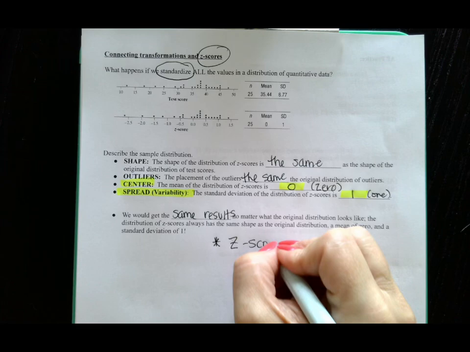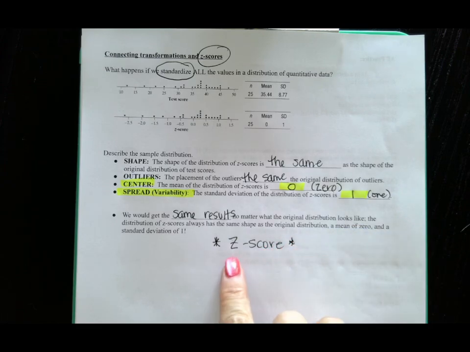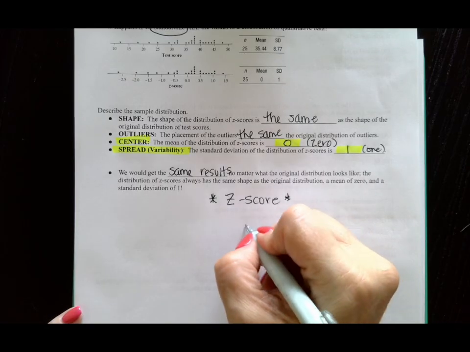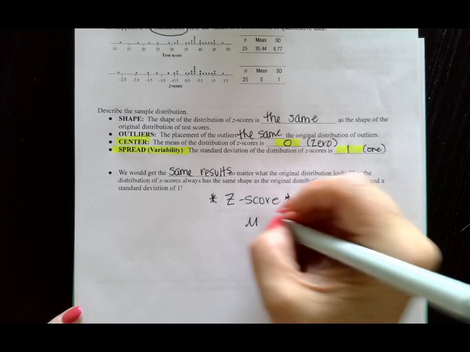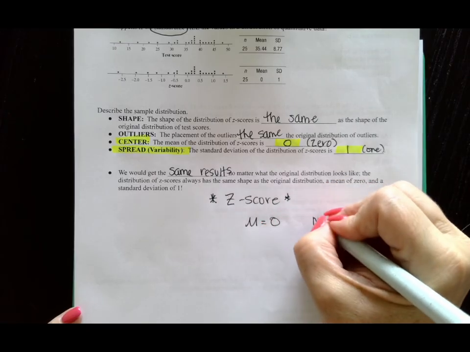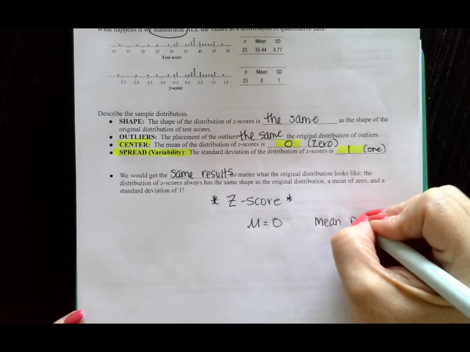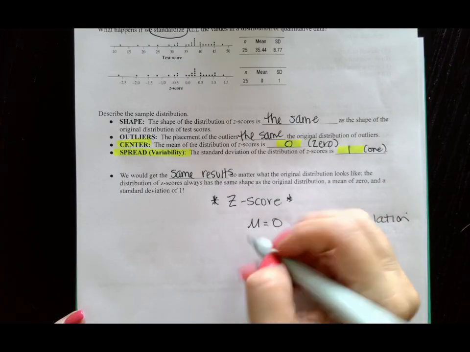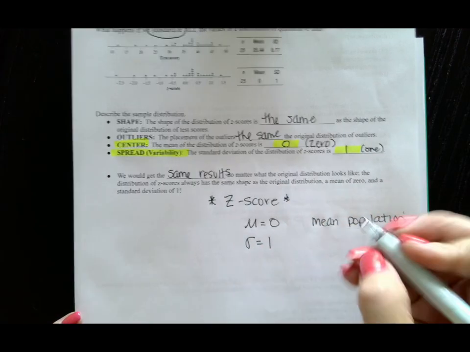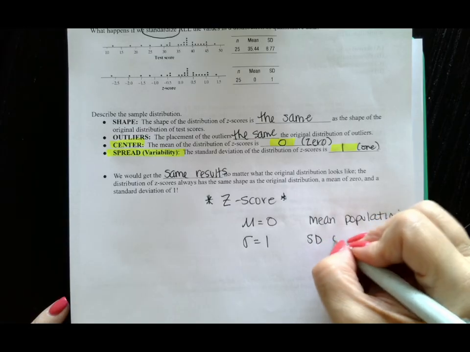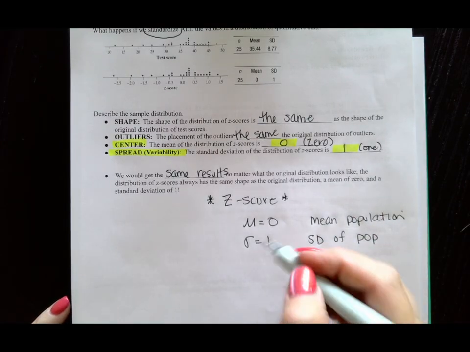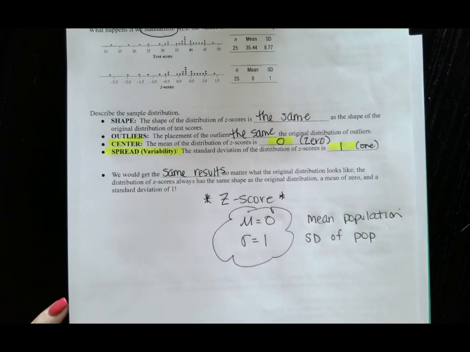Now, I'm going to start writing it this way. With z-score, and people ask me all the time why I put a line in my z, because I don't want to get it confused with a 2. So always what I have here is that my mean of my population is going to be 0, and my standard deviation of the population is always going to be 1. Okay?